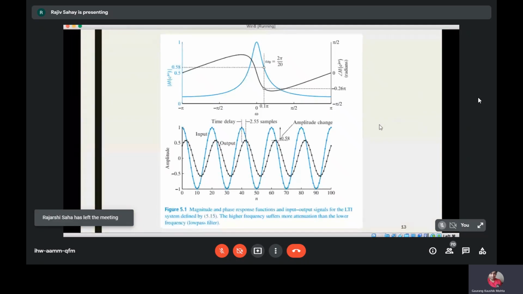So it causes a change in the magnitude. If you see, the blue curve is now becoming the black curve. It is a sinusoid with the same frequency. That is important: frequency doesn't get disturbed, but its magnitude is disturbed and its phase is disturbed. Is this clear to everyone?